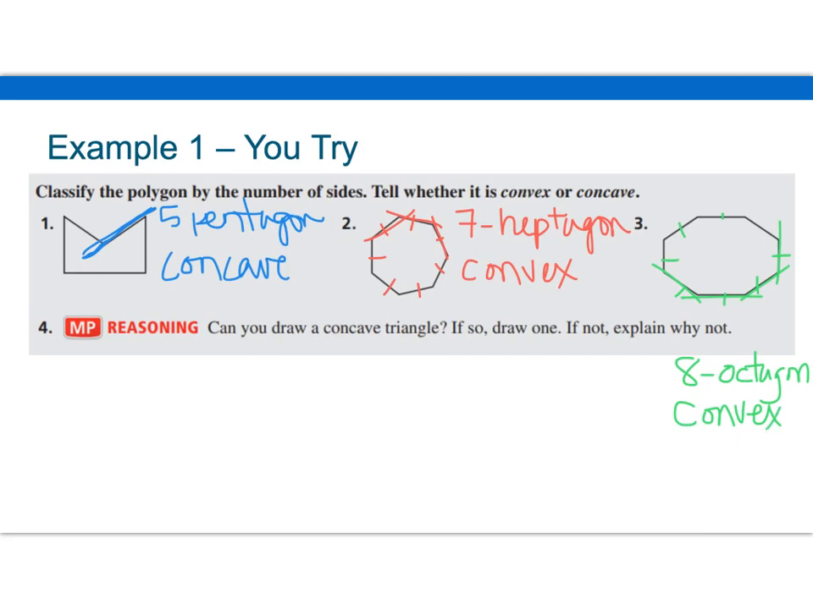Now for number 4, it says, can you draw a concave triangle? On this one, you cannot. If you think about a triangle, it doesn't matter how you draw it, you can't draw your triangle so that you trace one of the sides and it goes on the inside of that triangle. So the answer for number 4 would then be no.